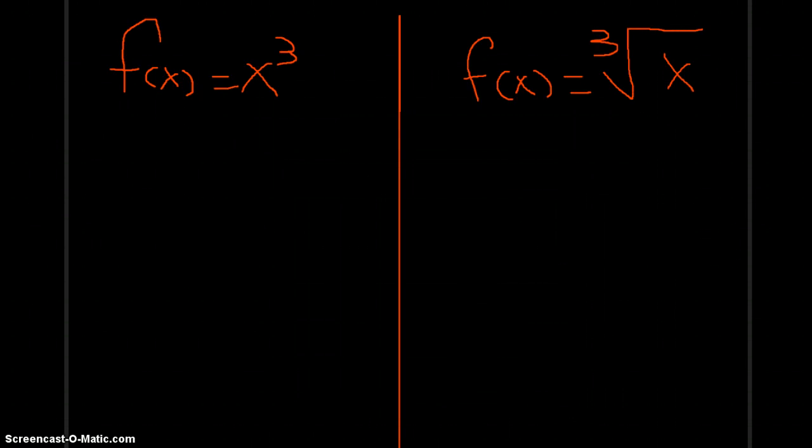Start by splitting your paper in half. On the left side, we're going to work with the cubic function, f of x equals x cubed. On the right, we are going to work with the cube root function, f of x equals the cube root of x. How a cubic function works is we take a number times itself 3 times to get our solution.